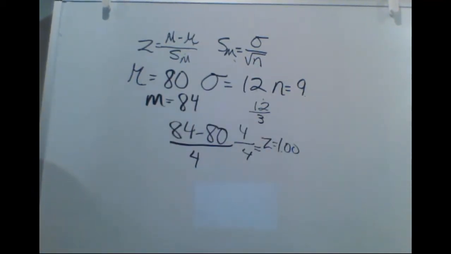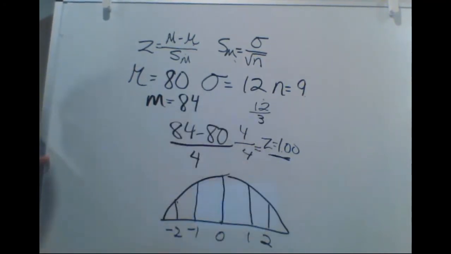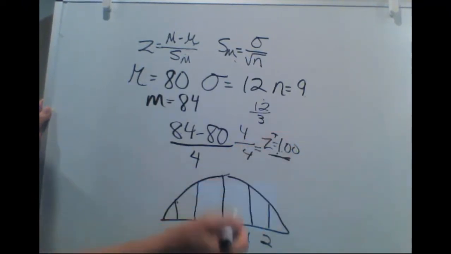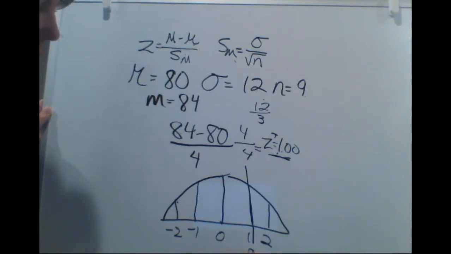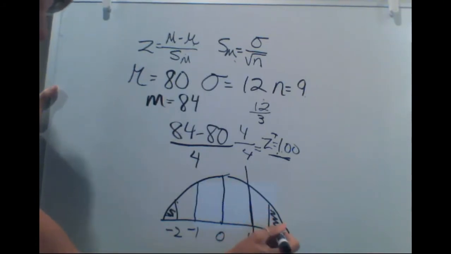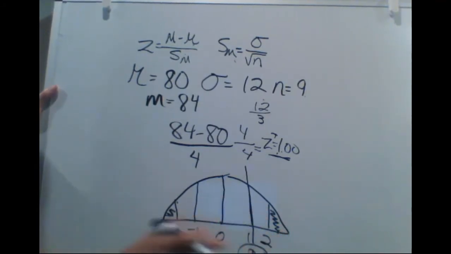So let's take a look and see where this mean would fall. I have the normal curve here, and I have a z-score of a positive 1. So I just come here, and that is where our mean of 84 would be found for our sample. If we think about extreme samples, I'm going to color in the areas beyond -2 and +2, and I'm going to consider those really extreme.